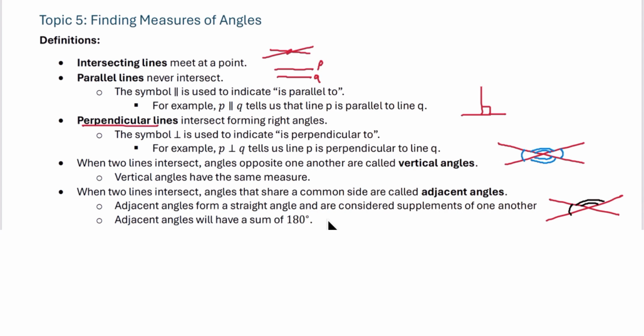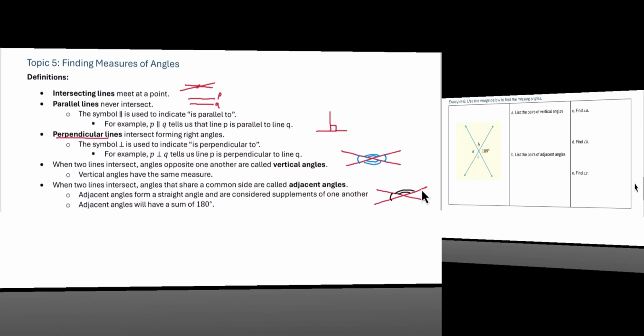Adjacent angles form a straight angle and are considered supplements of each other. Notice that this is a straight line, so these two together form supplementary angles because they form a straight line when we put them together. Their sum is 180 degrees.